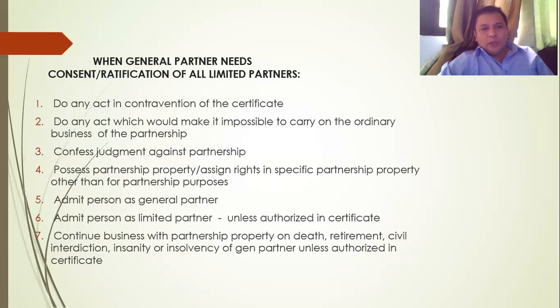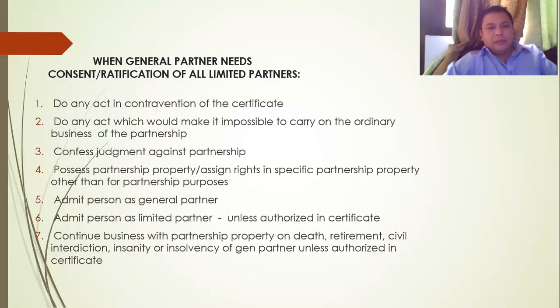Number two, if the general partner does any act which would make it impossible to carry on the ordinary business of the partnership. Number three, if the general partner makes a confession of judgment against the partnership. So this contains about the case. Number four, if a general partner possesses partnership property or assigns rights in specific partnership property other than for partnership purposes. So this one is for personal purposes.